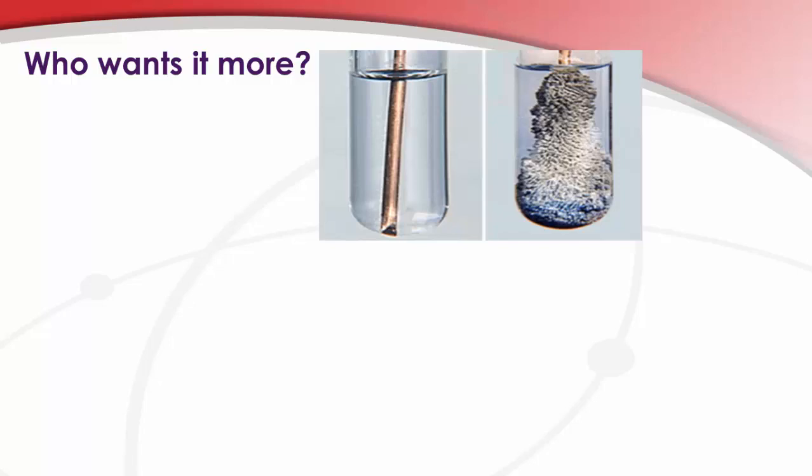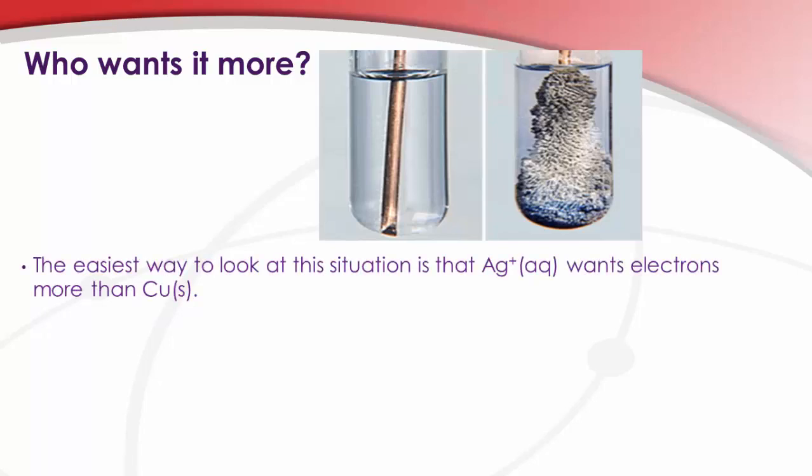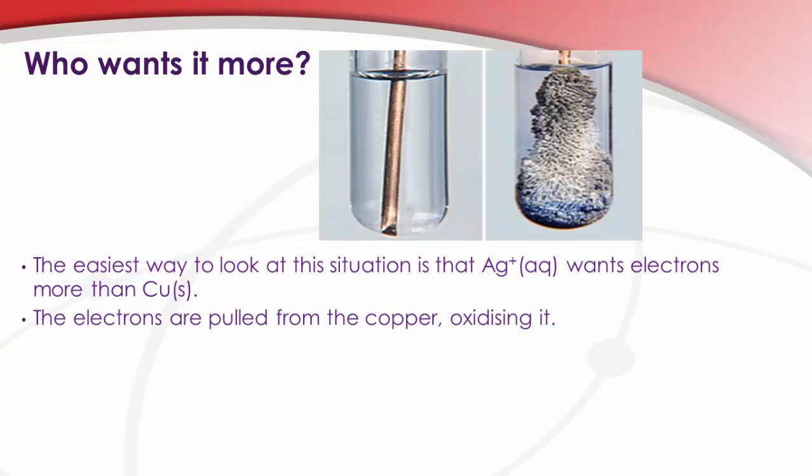You might be tempted to say, well, the system reaches an equilibrium. In fact, no, it doesn't. That reaction will proceed to completion. The answer instead is more around the idea that silver ions want electrons more than copper solid does. So what happens is the electrons are pulled away from the copper. The copper gets oxidized and the silver is reduced.